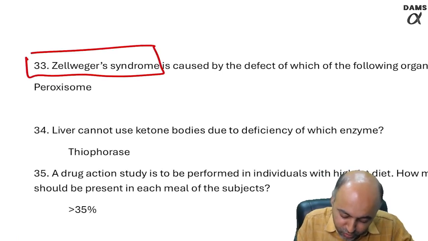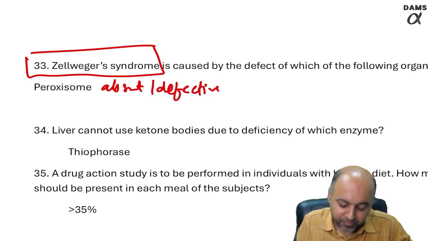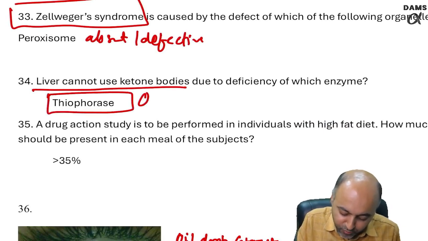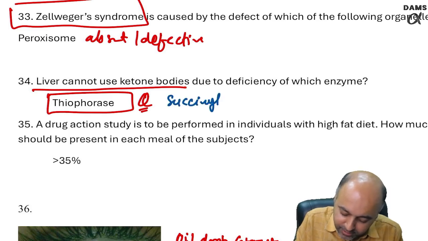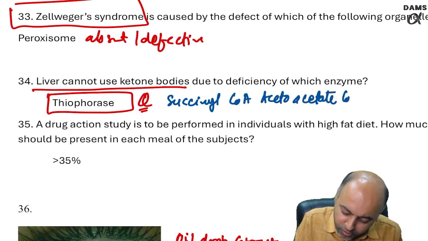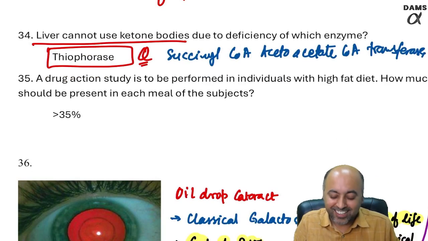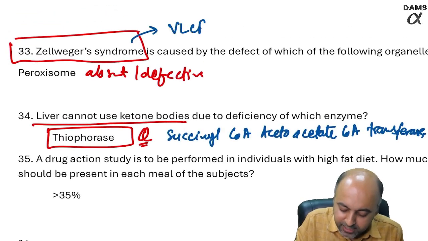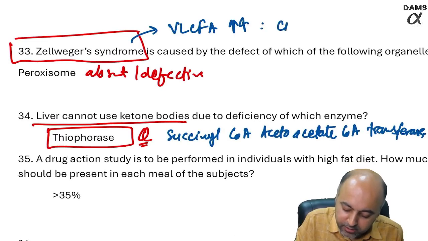Zellweger syndrome. Peroxisome is absent or defective. Liver cannot use ketone bodies because the enzyme thiophorase is absent. Thiophorase is also known as succinyl coenzyme A acetoacetate coenzyme A transferase. And in Zellweger's, what you have written is correct. VLCFA will accumulate in CNS, liver, kidney.